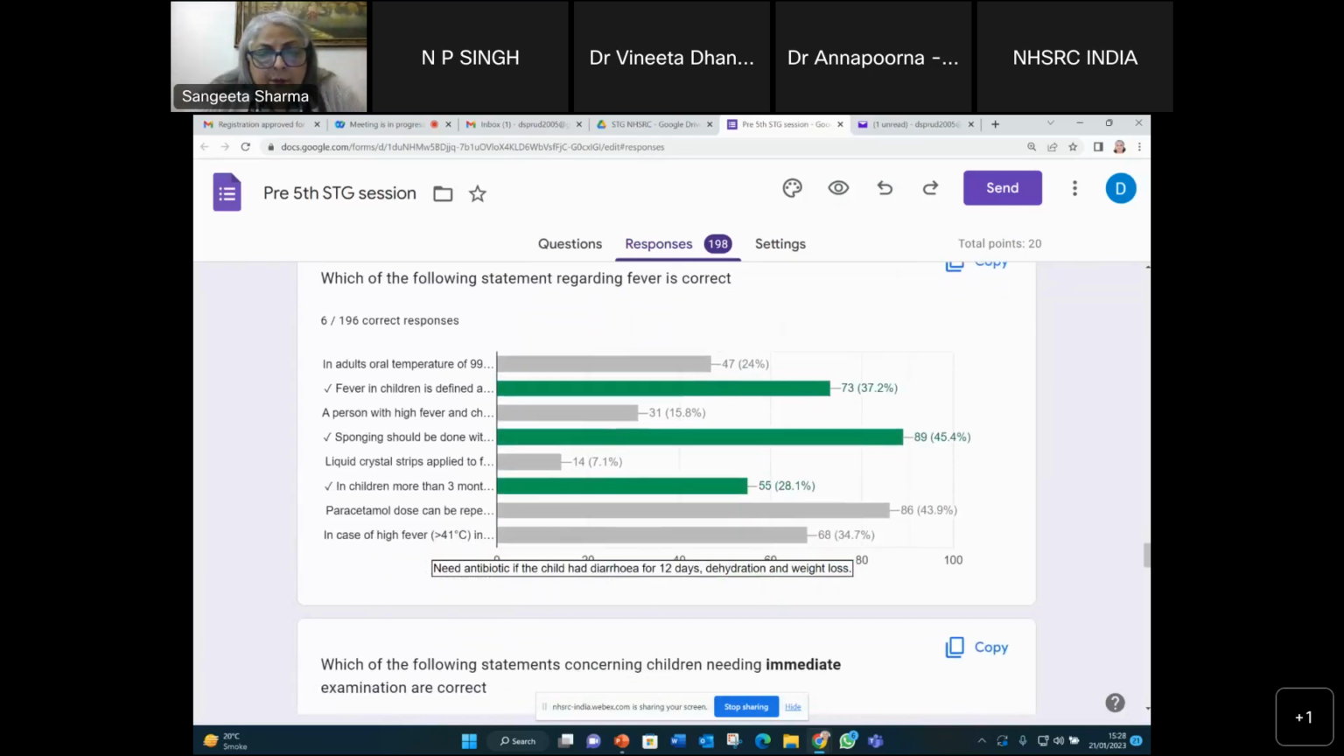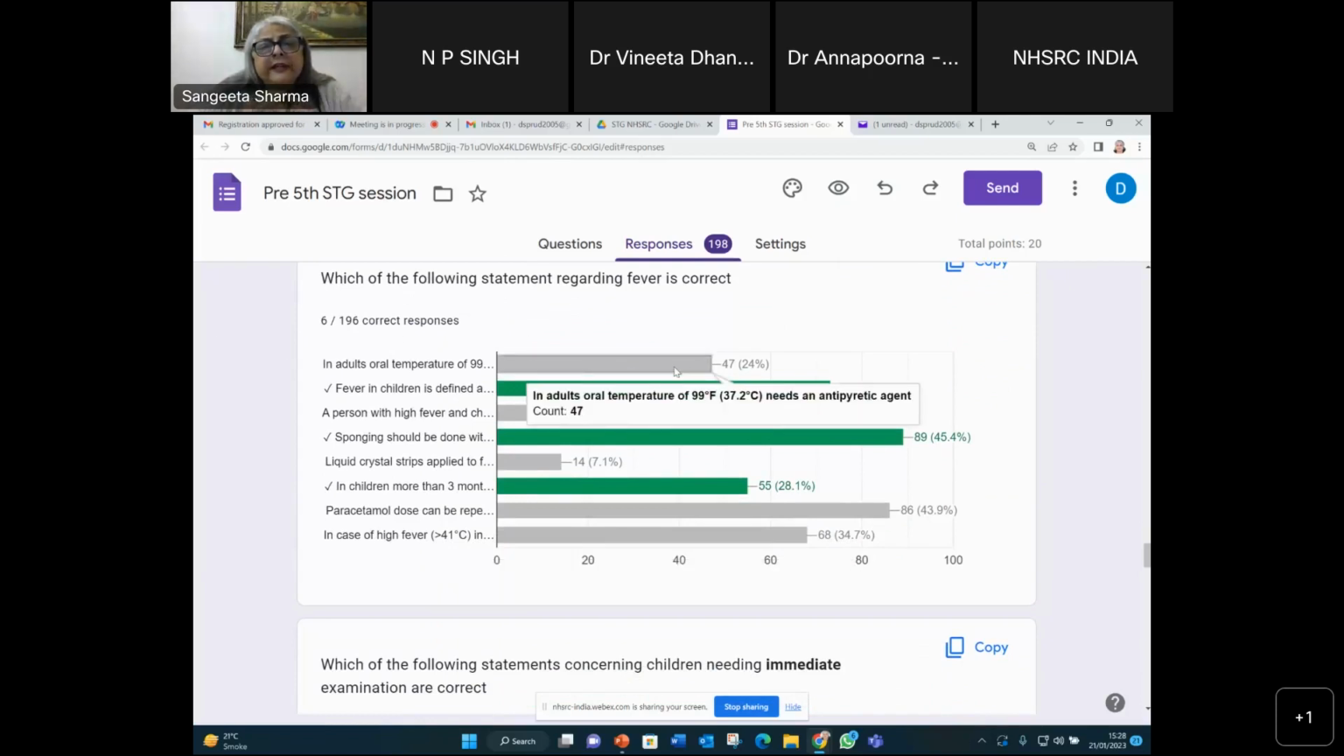Then there was a question about which of the following statements regarding fever is correct. We all have different notions about fever. What is fever? I think, and my observation is correct, we think that 98.4 is the normal temperature and anything above is fever. No, it is not so. There are variations. This is the average body temperature, and it may vary according to the time of the day, before activity, after activity, morning, evening, like that.